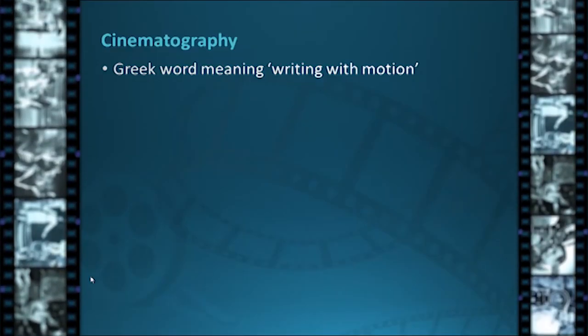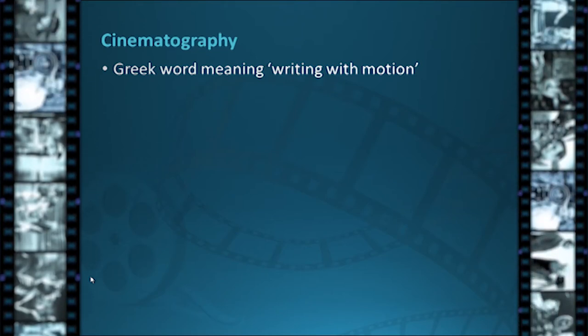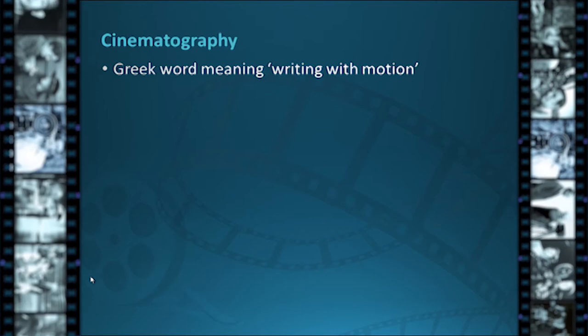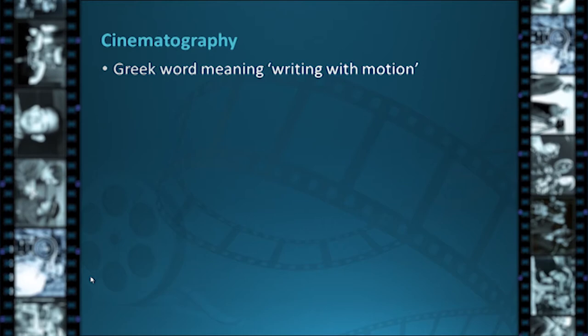Now, let us talk about cinematography. I'm sure you have heard that term before. What does this term mean? It actually comes from a Greek word and it means writing with motion. The key term here is motion, because it is the moving images that make cinema different from photography. Of course, as you must be aware, cinema comes after photography. Photography was still images. Cinema is moving images, which is why people accepted it and loved it so much.